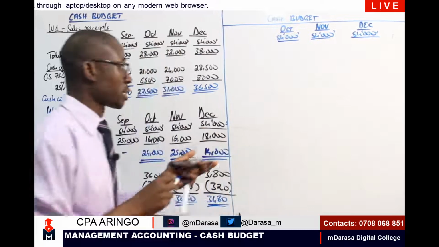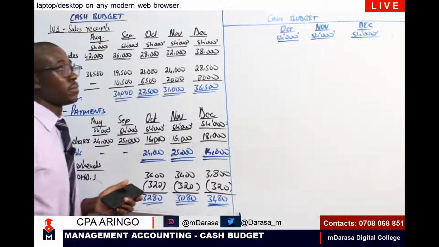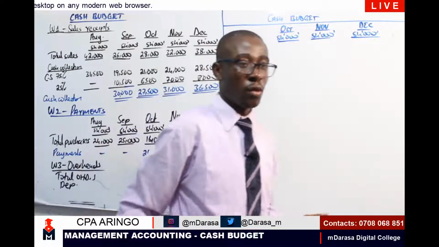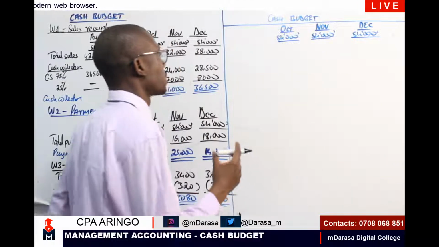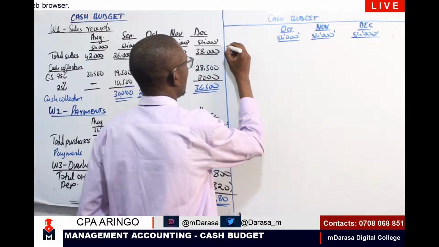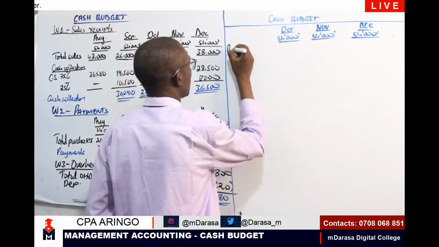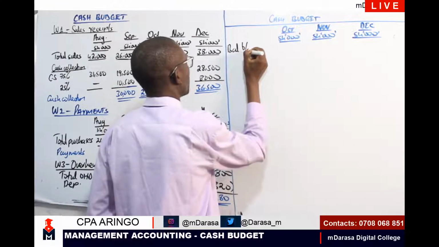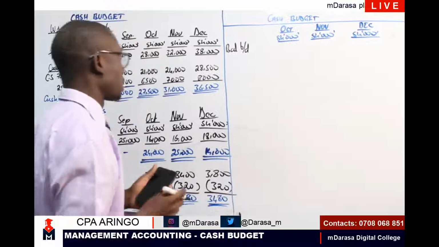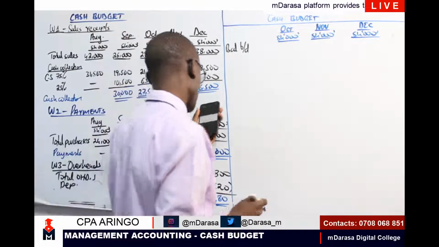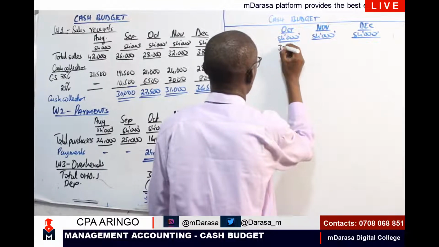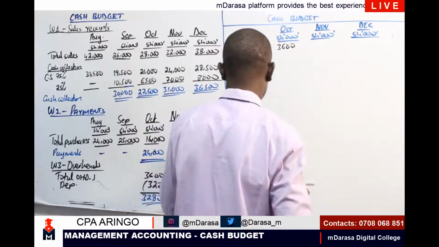So at this point, just recall the format of the cash budget that Mwalimu gave us. That will be simple, because I'll be considering here our balance put down. This is cash balance put down. I was given that in note number 4, 3,600. Because our figures are in thousands, I'm going to take 3,600.